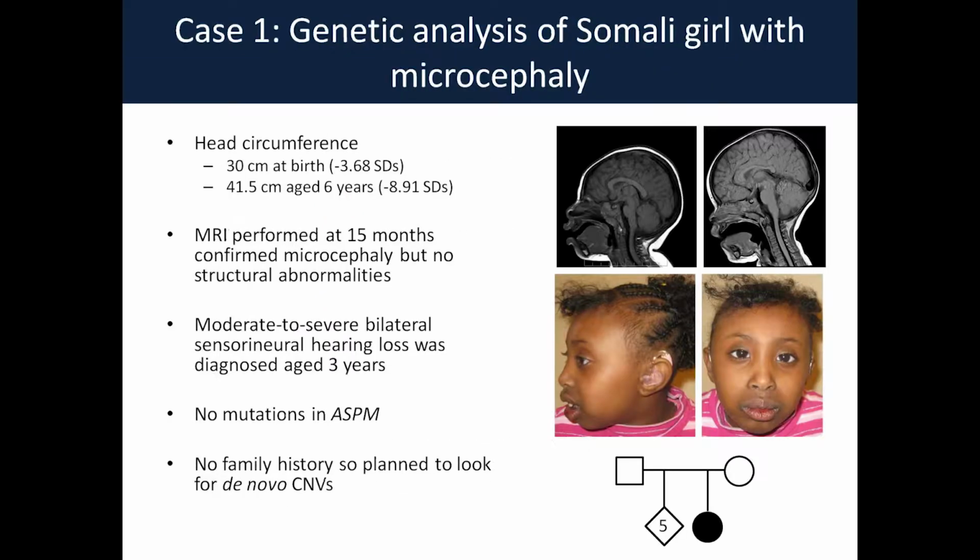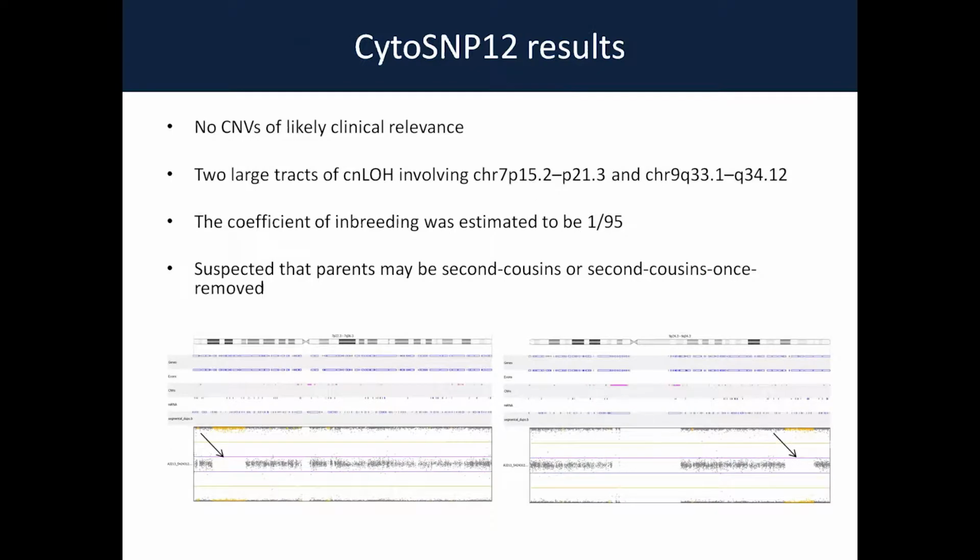So the first case, the patient had a structurally normal but small microcephalic brain. They also had sensorineural hearing loss from 3 years. They were screened for mutations in the most likely candidate gene, which was ASPM, and they were also checked for CNVs. There were 5 unaffected siblings, and there was no family history, so we thought initially the most likely mechanism was a de novo mutation. But we didn't find any CNVs of clinical relevance that we would want to go back and test parents.